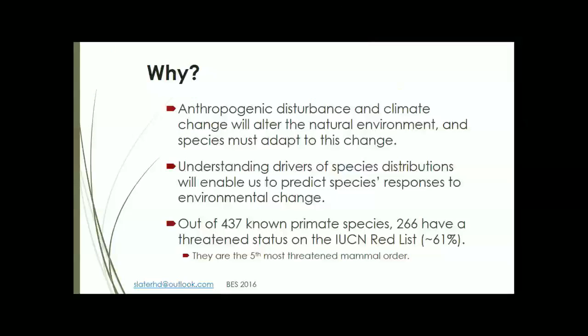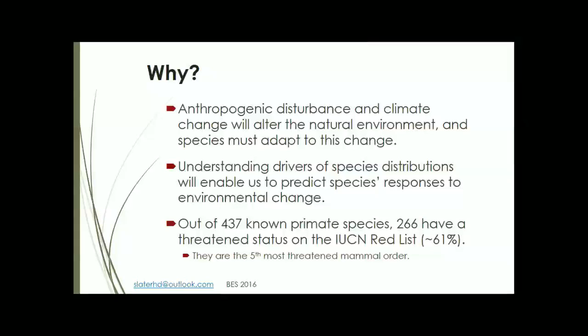The reason we want to do this is, as we've already heard, we know that climate change and anthropogenic disturbance are going to significantly alter the natural environment, and species are going to have to adapt to this change. If we can understand what's driving species distributions, we can predict, in theory, how they're going to change their range in response to environmental change, and this can help us to inform conservation policy. This is really important for primates because they're a very arboreal group of animals, so they rely on forest, and this is going to be significantly affected by climate change.